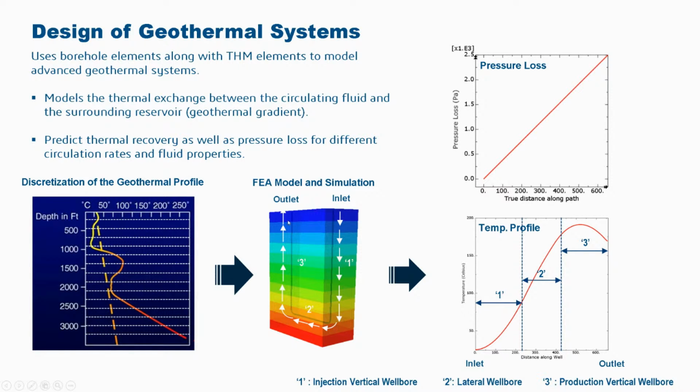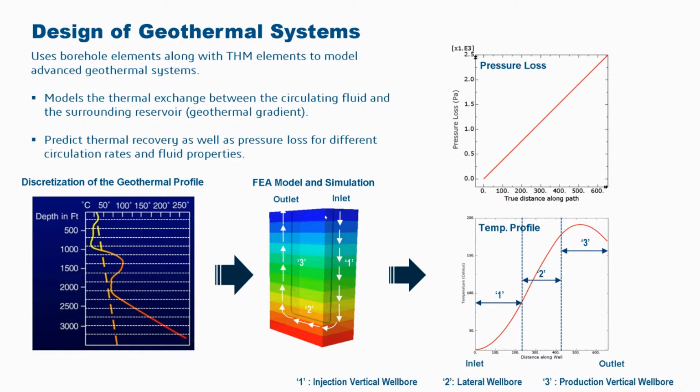Here is an example of what we call an advanced geothermal system, where we are modeling the thermal exchange between the circulating fluid and the surrounding reservoir. Through this kind of simulation, we can predict thermal recovery as well as pressure loss for different circulation rates and fluid properties. The way these simulations are put together, you start with the geothermal gradient and the lithology of the reservoir. You create a mechanical earth model. You embed the borehole elements inside the mechanical earth model, and you tie these elements with the reservoir rock.